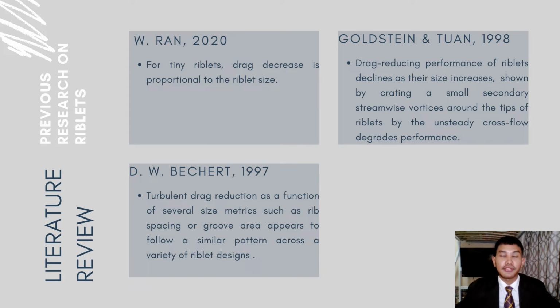There are also literature reviews about the conclusions on the analysis of the riblets. WRAN explains that for tiny riblets, drag decrease is proportional to the riblet size. Goldstein and Tuan explain more, that the drag reducing performance of riblets declines as their size increases, shown by crafting small secondary streamwise vortices around the tips of riblets, as the unsteady crossflow degrades performance. T.W. Beecher stated turbulent drag reduction as a function of several size metrics such as riblet spacing or groove area appears to follow a similar pattern across a variety of riblet designs.